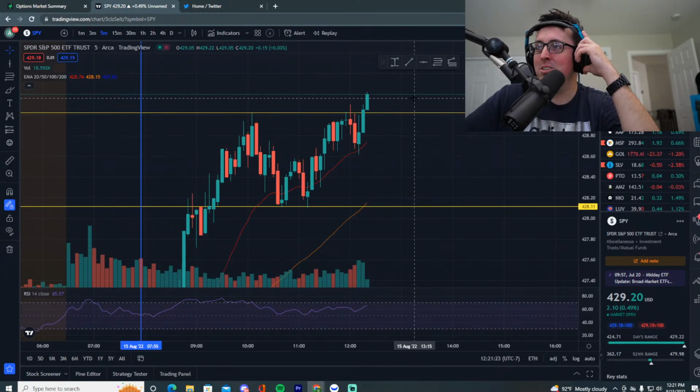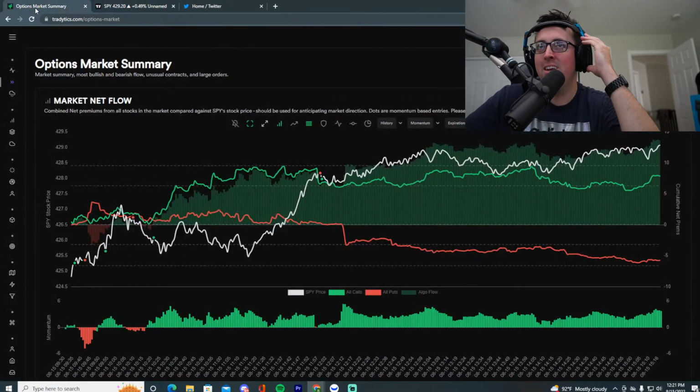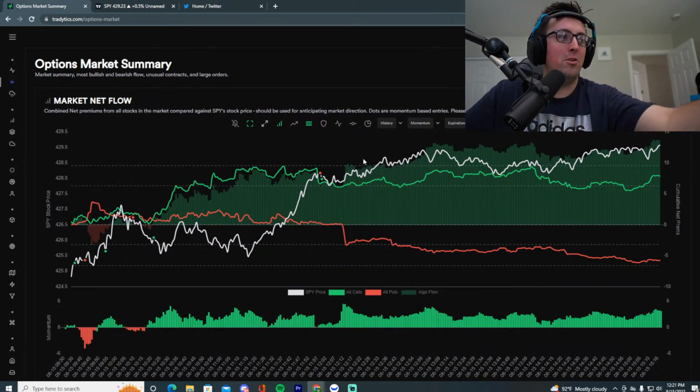It's gone up almost $1 since that little dip there. Broke high of day. I even said that I was going to break high of day too. Freaking beautiful.